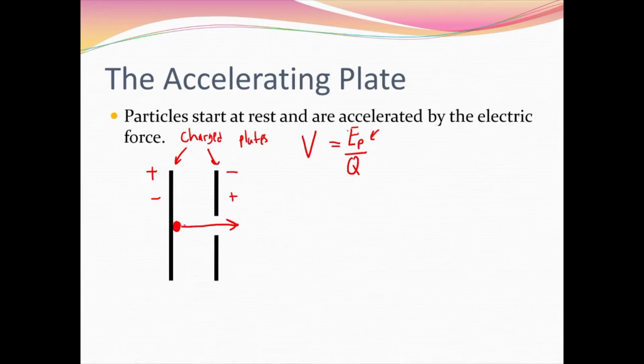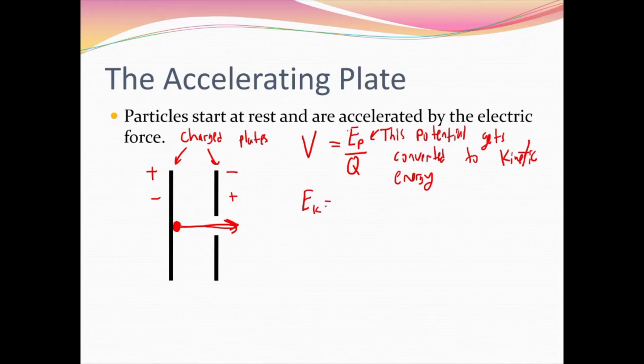Now, as the particle accelerates through the region, that potential energy gets converted into kinetic energy. Let's call it kinetic energy. So we can rearrange this equation to show that my kinetic energy is equivalent to my potential energy, which is then just voltage times charge.